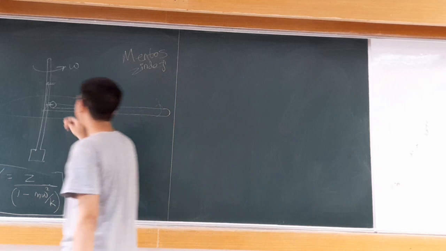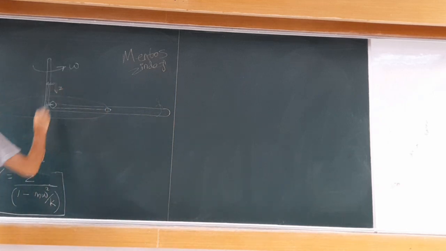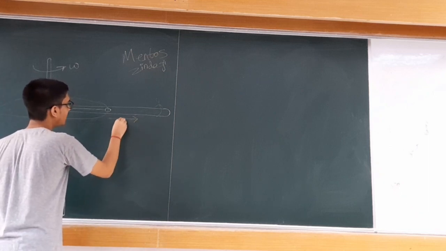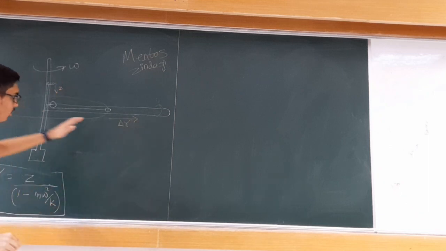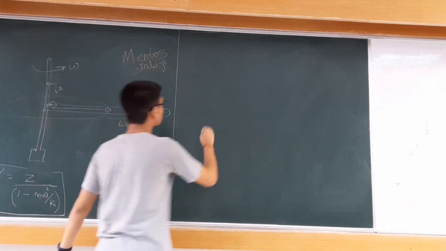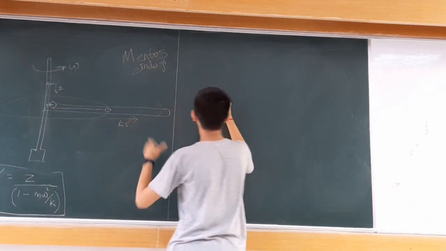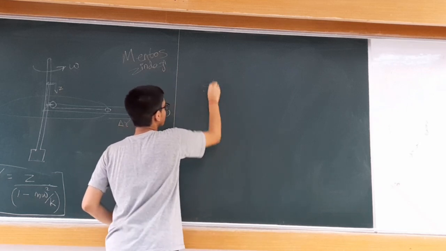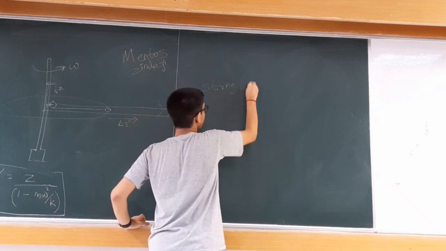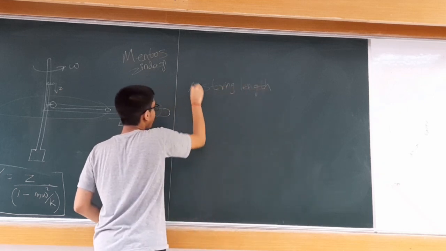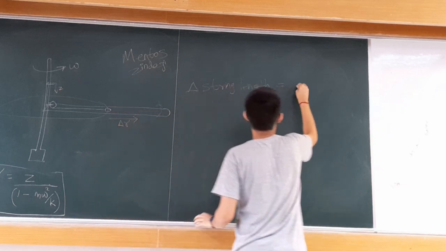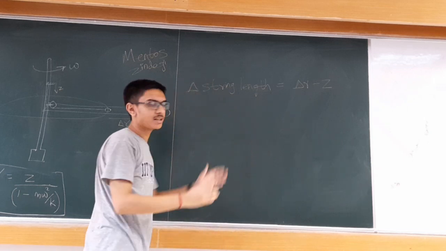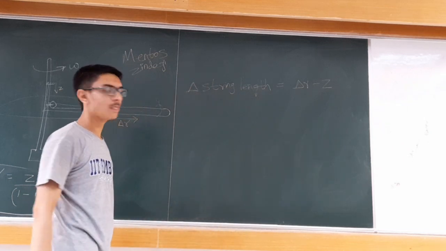Now, suppose we bring this down by z. If we bring this down by z, let's say this goes further by delta r. So I can say the net change in spring length, string length, is delta r minus z. The string length change is positive, the string increased by delta r minus z.